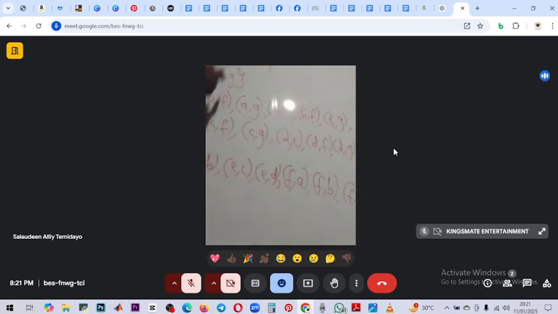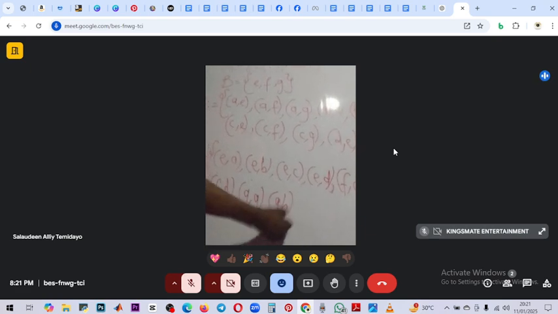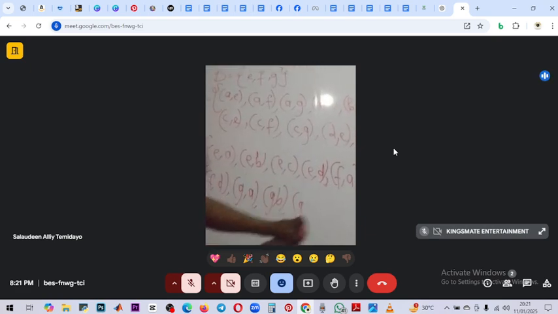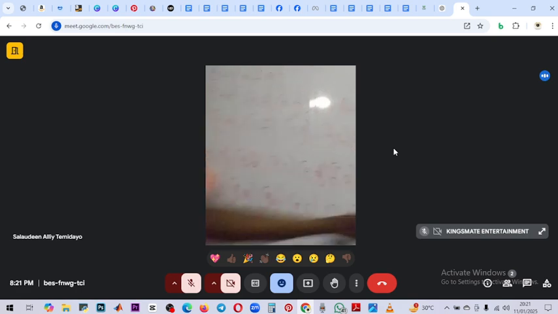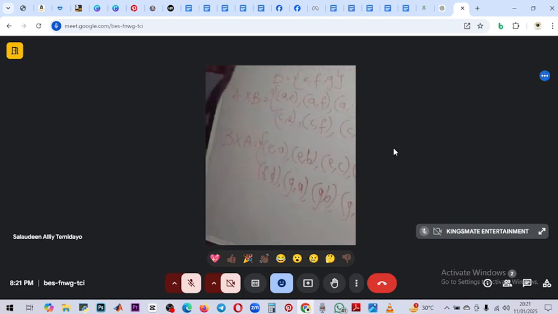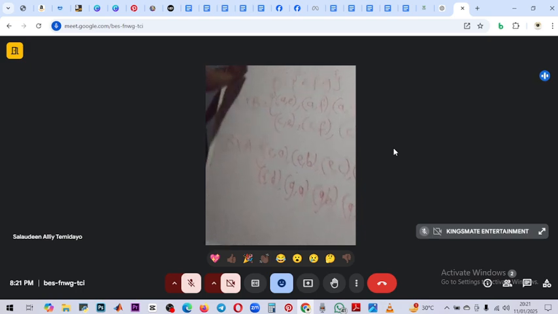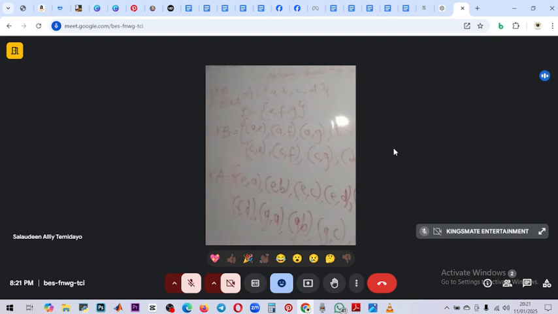Then we resort to G. G by A. That is (G, A). G by B. That is (G, B). G by C. That is (G, C). And G by D, which is (G, D). This is the Cartesian product of B and A. That is B multiplied by A. So now from this we can see very well that A times B is not equal to B times A. This is very obvious from the information we are able to see.